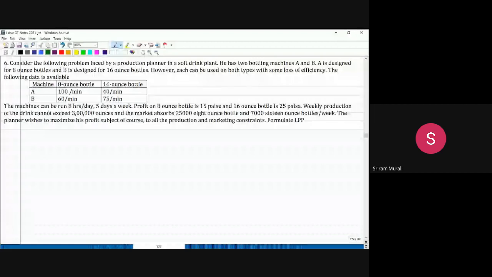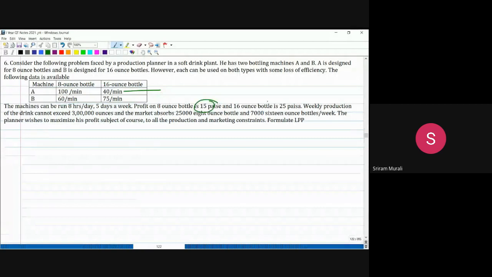Machines can run 8 hours a day, 5 days a week. So we should convert everything in terms of minutes. These are all given in minutes, so this must be converted to minutes. Profit on an 8 ounce bottle is 15 paise and on a 16 ounce bottle 25 paise. Weekly production cannot exceed 3 lakh ounce. So this is a production constraint.